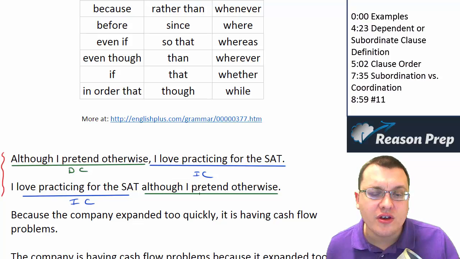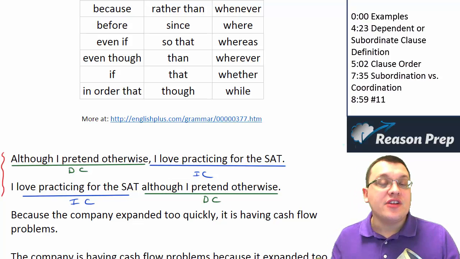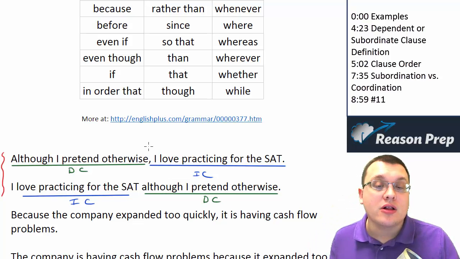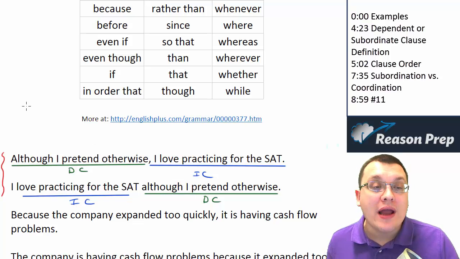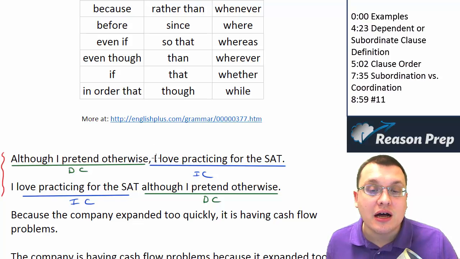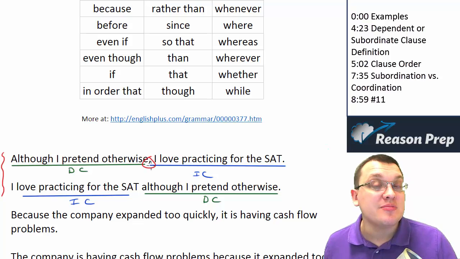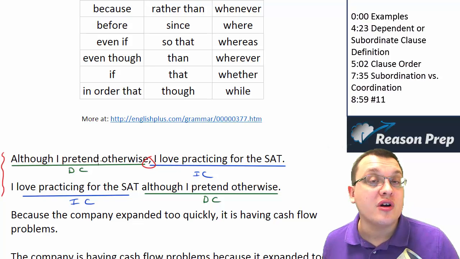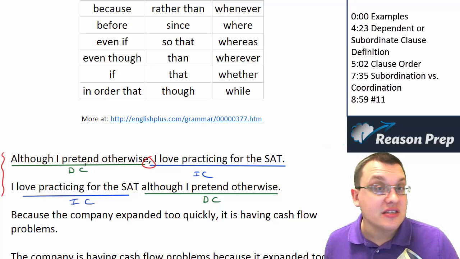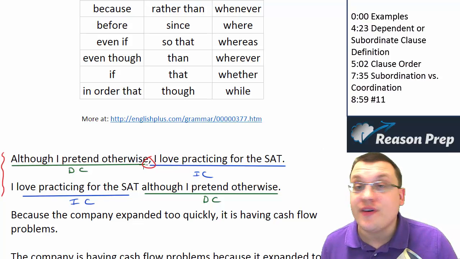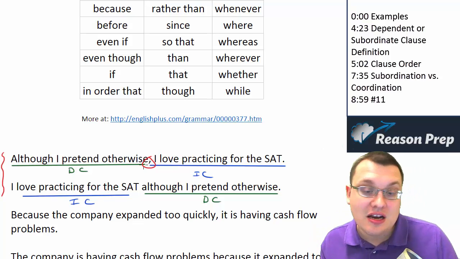So DC, dependent clause. The difference is the order. Here, the dependent clause comes before the independent. Here, the dependent comes after the independent. When it comes before, you must use a comma to separate them, and only a comma. Notice this isn't a comma splice. Remember, comma splice is when you connect two complete sentences with just a comma, because this is not complete. So a comma is totally fine to connect a dependent and an independent.